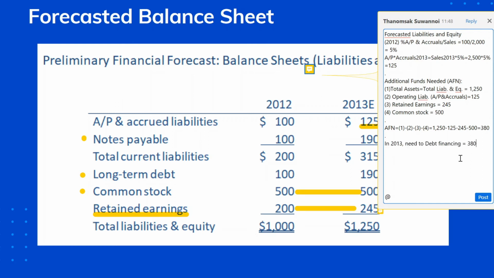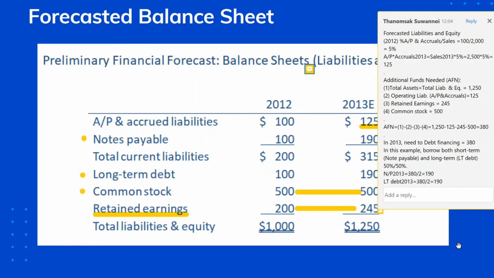It shows that in 2013, the company needs to borrow $380. The firm can borrow short-term and long-term. In this example, we borrow both short-term and long-term. So if we assume that we're going to split 50% short-term borrowing and 50% long-term borrowing, notes payable will be equal to $190 and long-term debt will be equal to $190. This whole calculation process completes all items on the liabilities and equity side of the balance sheet.